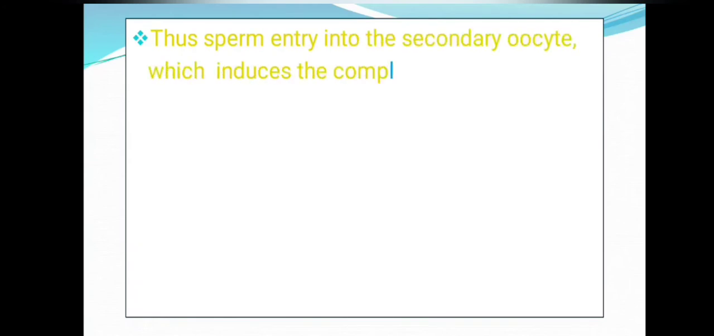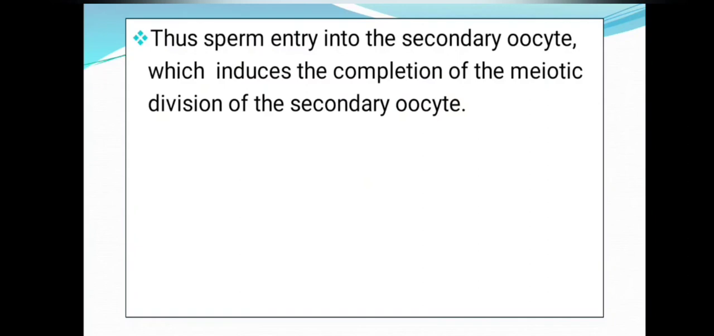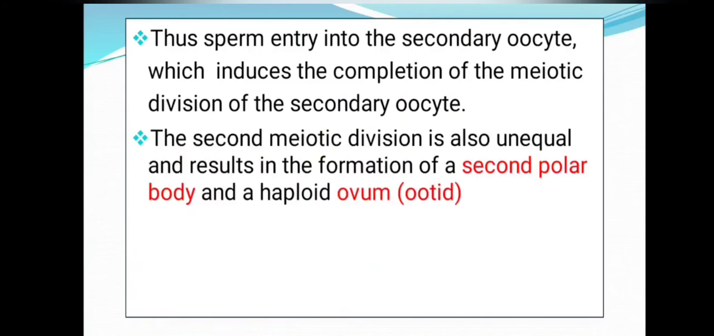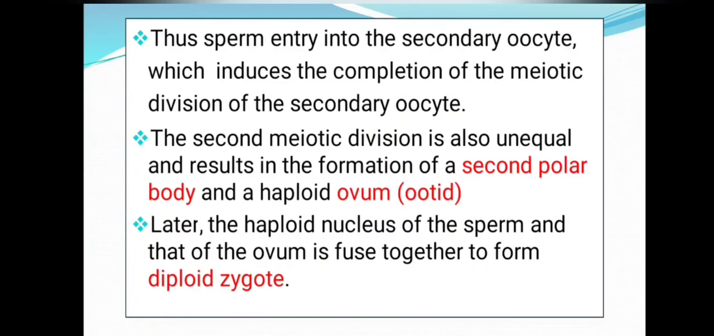The sperm entry into the secondary oocyte induces the completion of the meiotic division of the secondary oocyte. The second meiotic division is also unequal. We had studied this in oogenesis, and it results in the formation of a second polar body, which undergoes degeneration, and the haploid ovum. Later the haploid nucleus of the sperm and that of the ovum are fused together to form a diploid zygote. This is how you can see the process of fertilization, which is a very beautiful and amazing process.